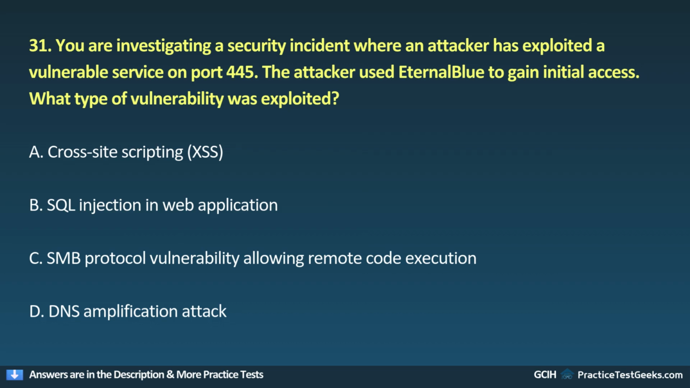31. You are investigating a security incident where an attacker has exploited a vulnerable service on port 445. The attacker used EternalBlue to gain initial access. What type of vulnerability was exploited? A. Cross-site scripting, XSS. B. SQL injection in web application. C. SMB protocol vulnerability allowing remote code execution. D. DNS amplification attack.